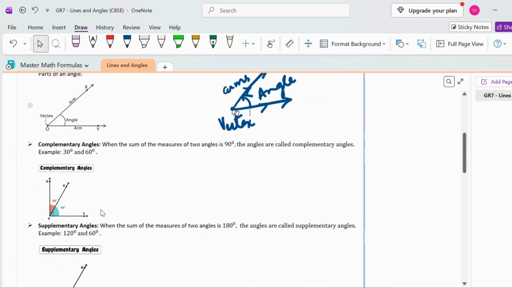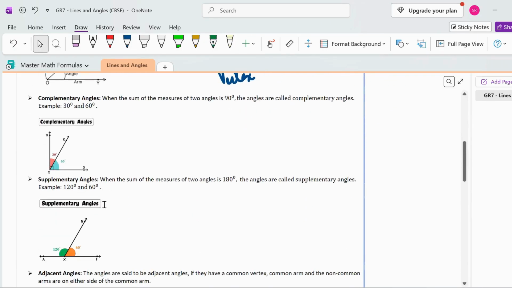Now coming to complementary angles and supplementary angles. Two angles are said to be complementary when they sum up to 90 degrees and they are called supplementary when they sum up to 180 degrees.